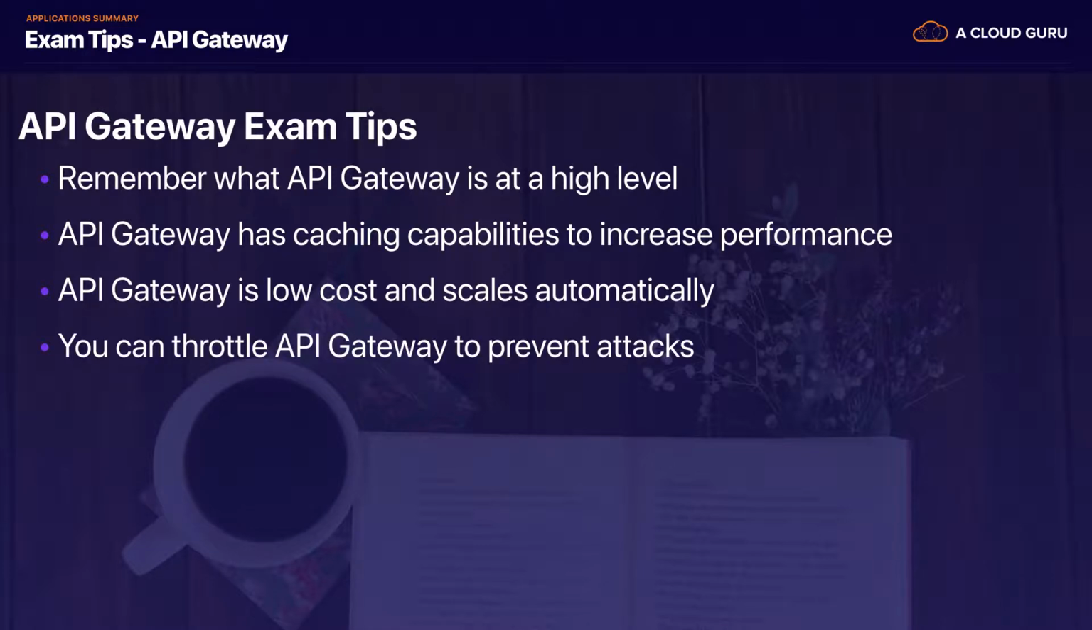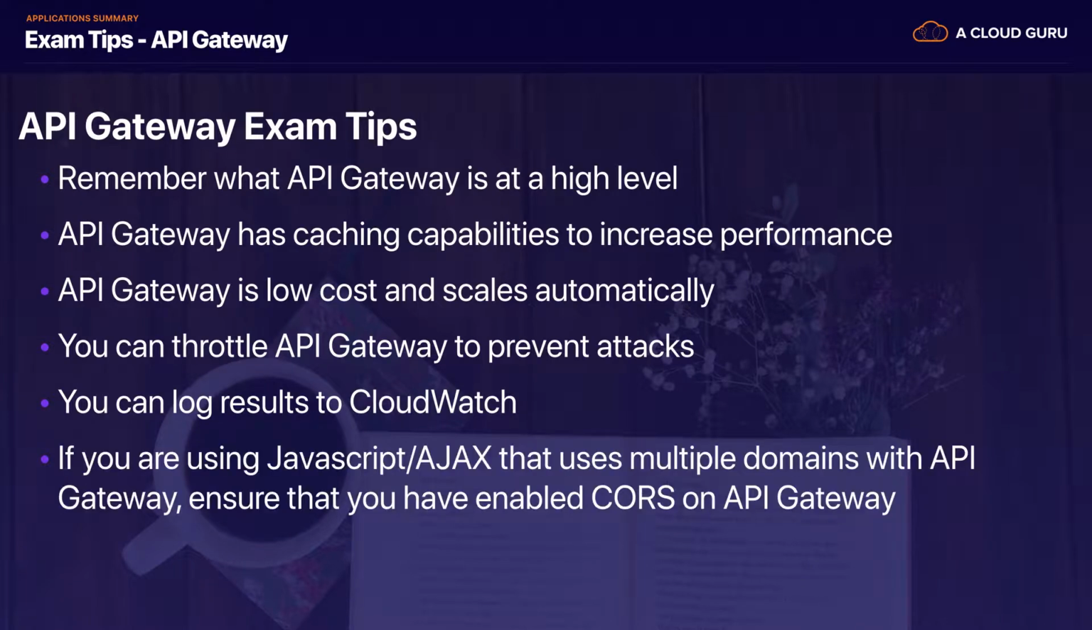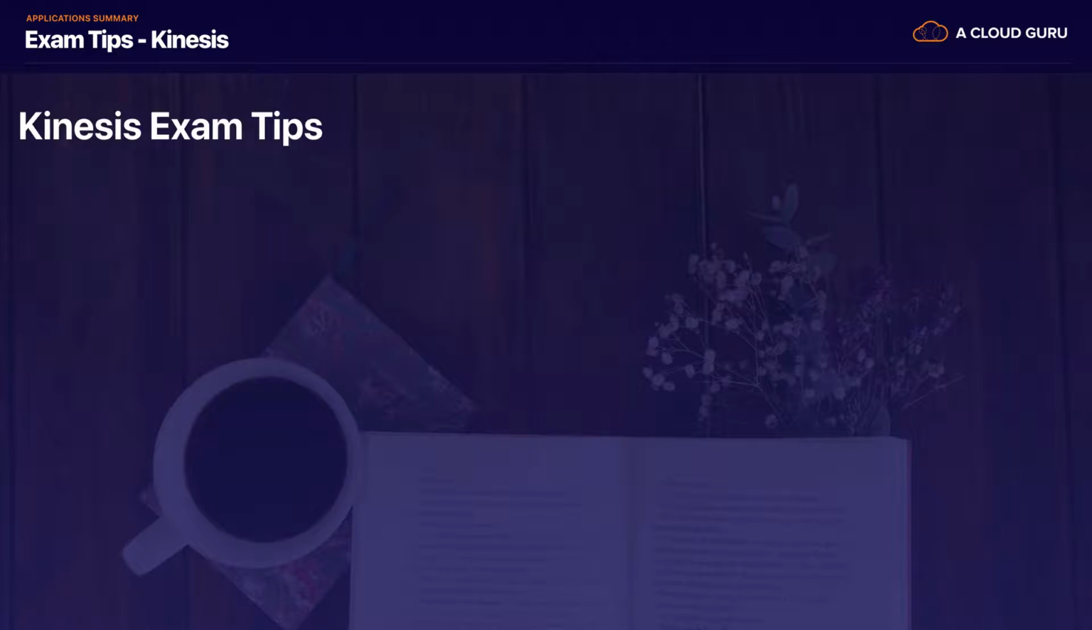That being said, you can throttle API Gateway to prevent attacks, and you can log your results to CloudWatch using API Gateway. And then if you're using JavaScript or Ajax that uses multiple domains with API Gateway, you have to ensure that you have enabled CORS on your API Gateway, so cross-origin resource sharing. And remember that CORS is always enforced by the client's browser.